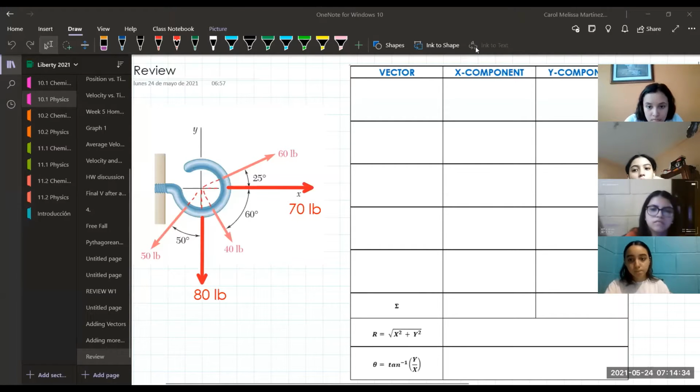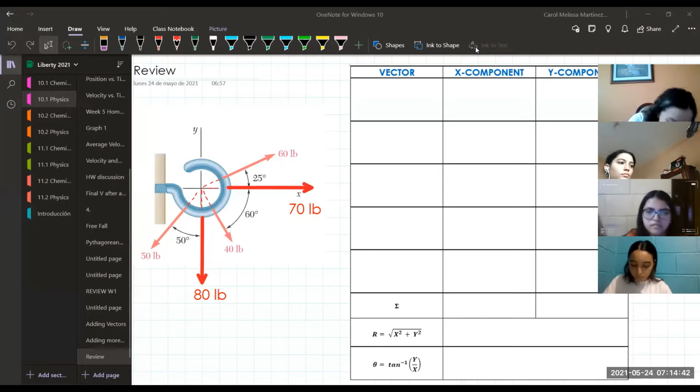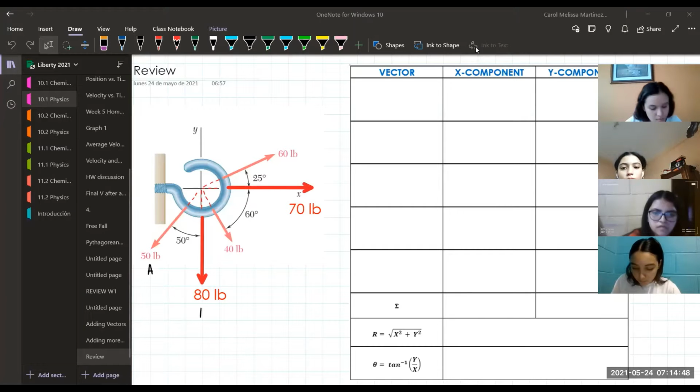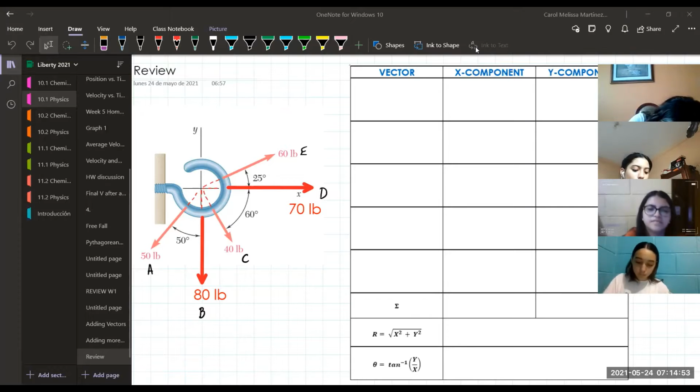The first step that I suggest is to name each vector. I use the alphabet. So for me, this will be my vector A, my vector B, C, D, and E. And I'm going to put them in a table. That is going to be my first step.